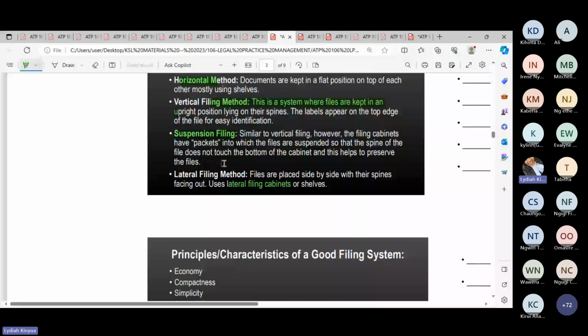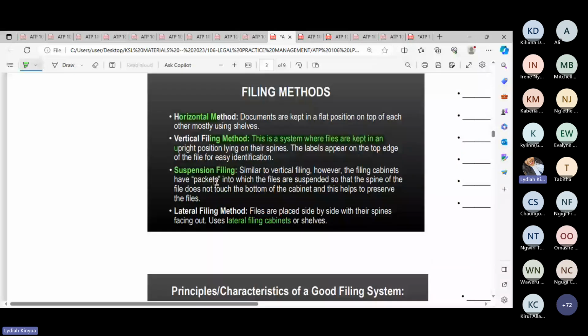You understand what is suspension, what is lateral, horizontal. They're lying on top of each other, and then vertical is where they're actually in an upright position. You arrange them maybe on your shelf.